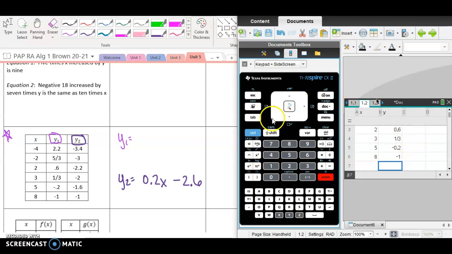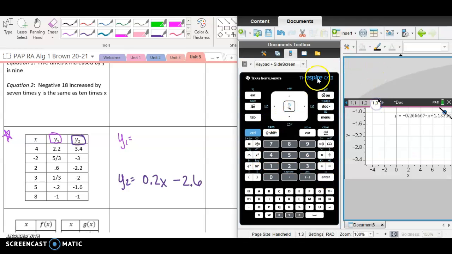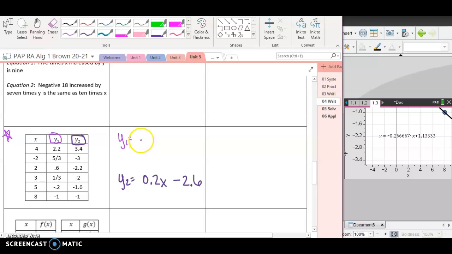All right. And if we go over here, oh gosh, it gives us this big old thing right here. Let's write that one down. All right, so we have a -0.2666667. That means a 0.6 repeating, right? Plus 1.133, repeating. Okay.